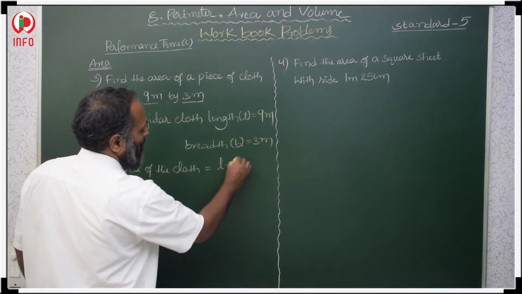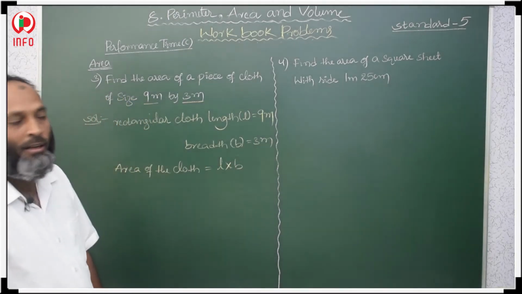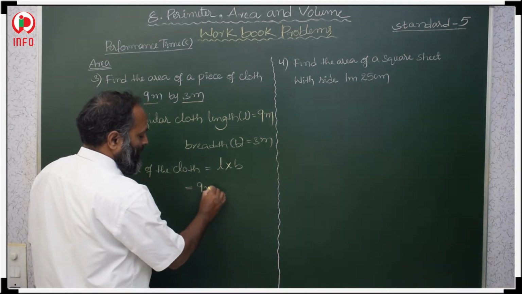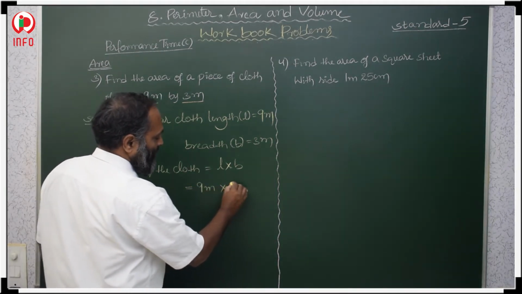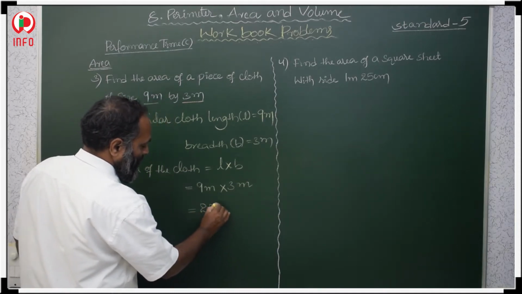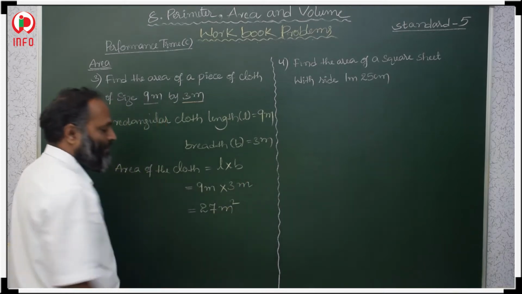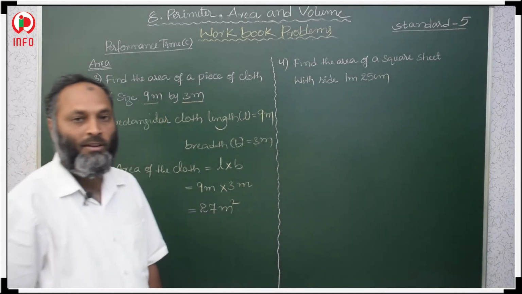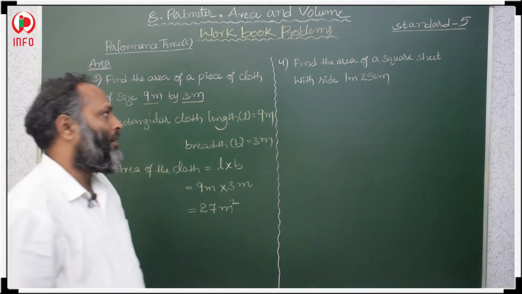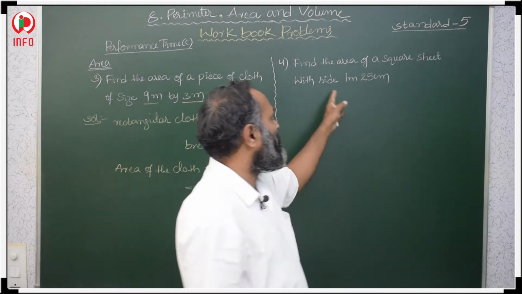Length into breadth. Why are we using length into breadth? Because it is in the shape of a rectangle. So, length into breadth. What is the length here? 9 meters. And what is the breadth here? 3 meters. 9 3s are 27. So, the unit is meters times meters, so we take square meters. Area is in square meters. This is the area. Okay.